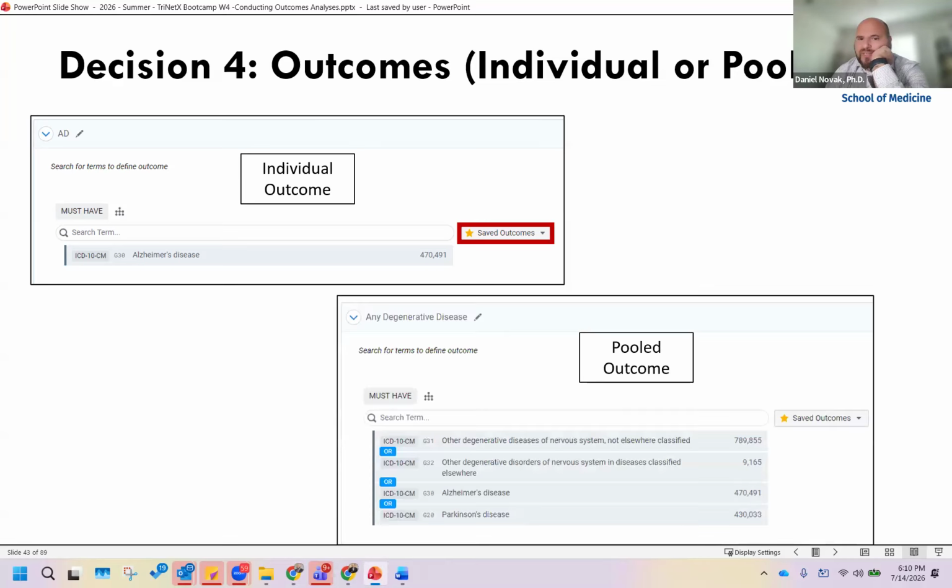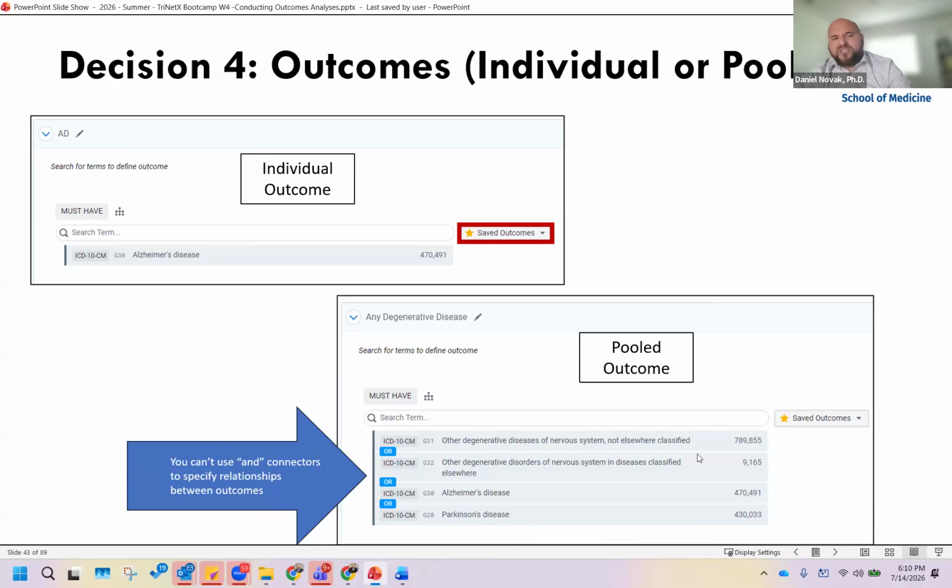data. So again, for example, in one of our studies, we did Alzheimer's disease, but we also pooled other degenerative diseases like Alzheimer's, Parkinson's, and unclassified or non-classified diseases of the nervous system because we wanted to see, when you pool all of these together, do we get a better signal about the underlying relationship between statins and degenerative neurological diseases that we might be interested in?